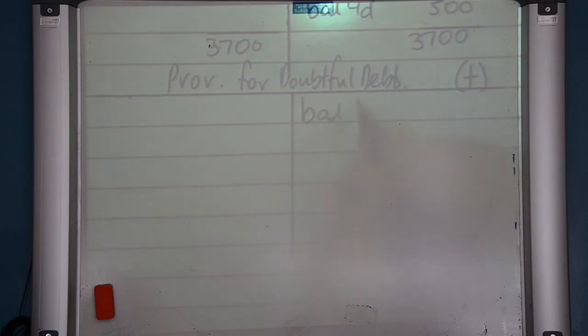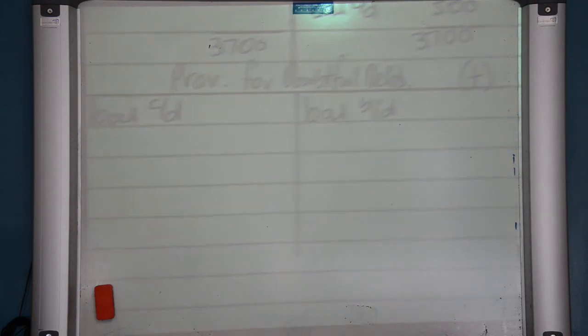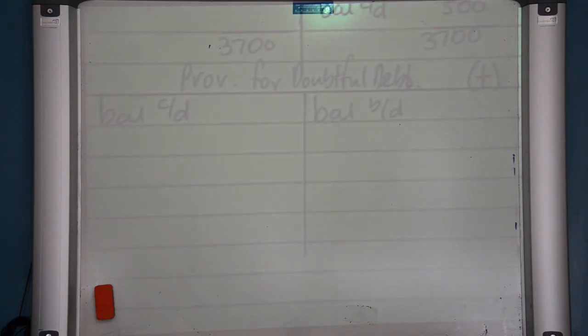You'll always be looking for a Bal BD on the credit side. What was my balance for my provision for doubtful debts at the start of the year? And what was the balance to carry down on the debit side? So now I've got to figure out where these two figures are in my information in the exam question.